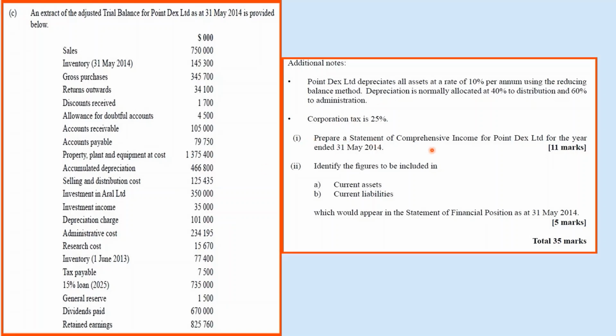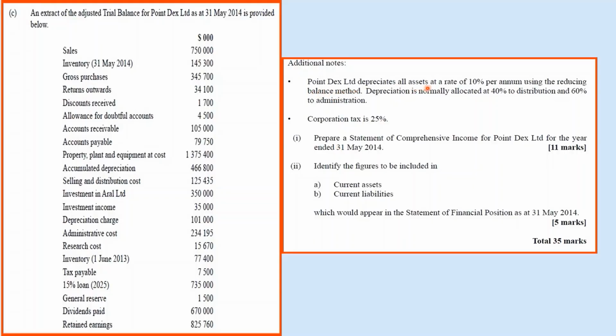Prepare a statement of comprehensive income for Poindex Limited for the year ended 31st May 2014 and identify the figures to be included in current assets, current liabilities, which would appear in the statement of financial position as at 31st May 2014. So it does not require the entire balance sheet, just the current assets and the current liabilities. And it also does not ask us to conform to IAS or IFRS standards. Okay, so we can use any format we wish to.